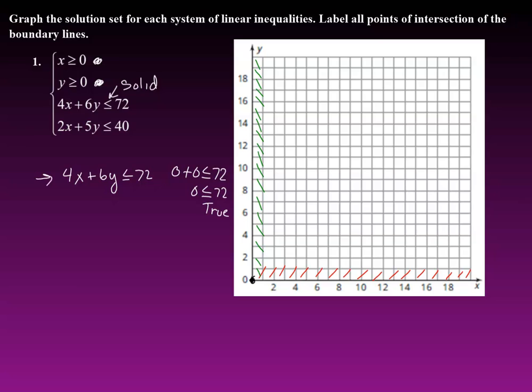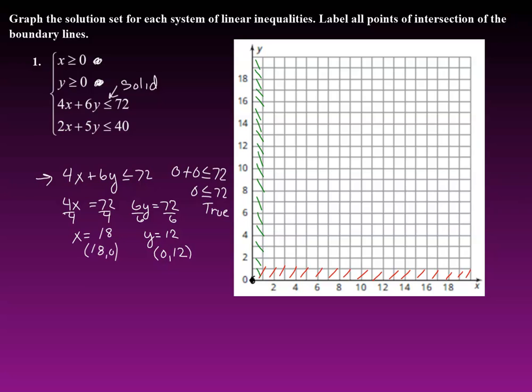Because this is in standard form, we're going to say 4x is equal to 72 and find our x-intercept. So let's divide by 4. So x equals 18. So our x-intercept is at 18, 0. And then we're going to take 6y equals 72. So we divide by 6, and that means that y is equal to 12. And so our y-intercept is at 0, 12.